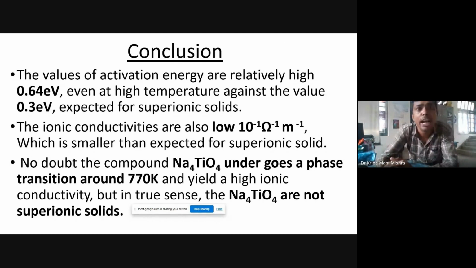This is the conclusion. The value of activation energy is relatively high, 0.6 electron volt even at high temperature, against the value of 0.3 electron volt expected for a superionic solid. The ionic conductivity is also low, 10⁻¹ ohm⁻¹ m⁻¹, which is smaller than expected for a superionic solid. No doubt the compound Na4TiO4 undergoes a phase transition around 770 Kelvin and yields a high ionic conductivity, but in this sense, Na4TiO4 is not a superionic solid.